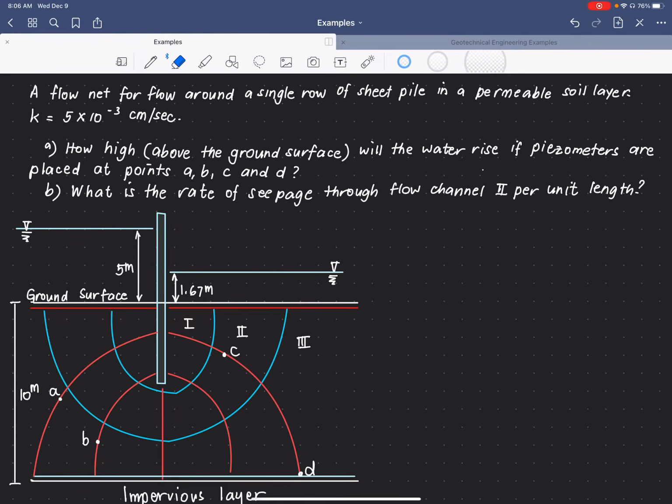Hello everyone. So today we'll be having an example on FlowNet. We're given a FlowNet drawn, shown in the figure, for a single row of sheet pile. Here is our sheet pile, embedded or installed in a permeable soil layer. So this is our soil layer.